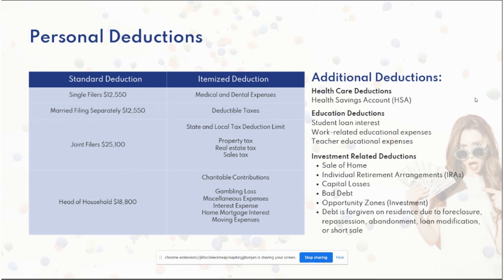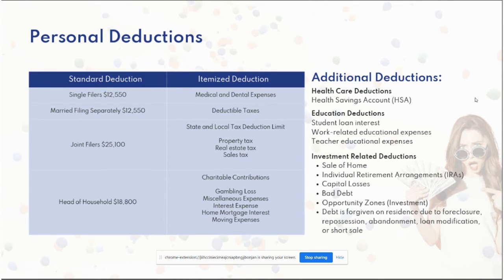Let's talk personal deduction. The first deduction is the standard deduction. Single filer, we can deduct $12,550. Same thing with married filing separate, $12,550. It doubles if you're a joint filer at $25,100. And if you're head of household, it's $18,800. This is the minimum standard deduction that you can deduct on your income tax.